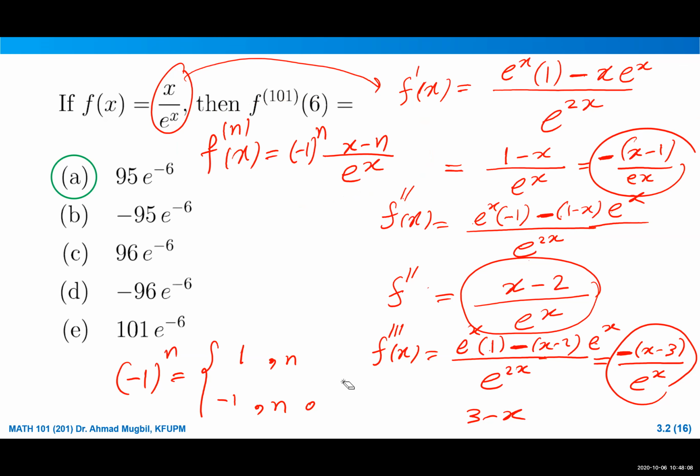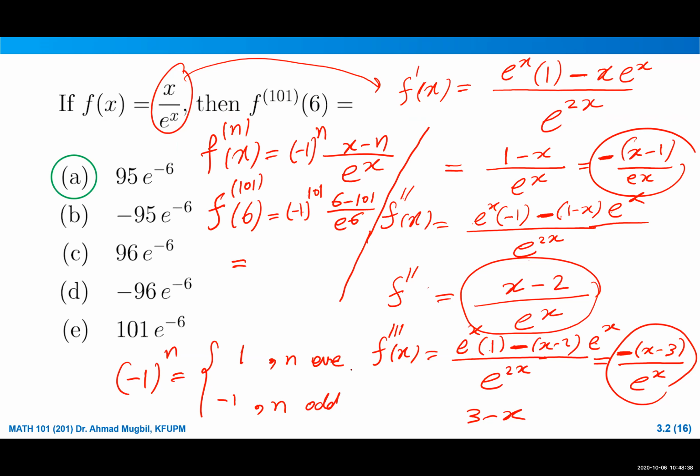What I want now is the 101st derivative at 6. So I will put n equals 101, and here I will put x equals 6. 6 minus 101 over e to the power 6. Simplify. Negative 1 to the power 101 will be what? Negative 1. It will be negative because it is odd.